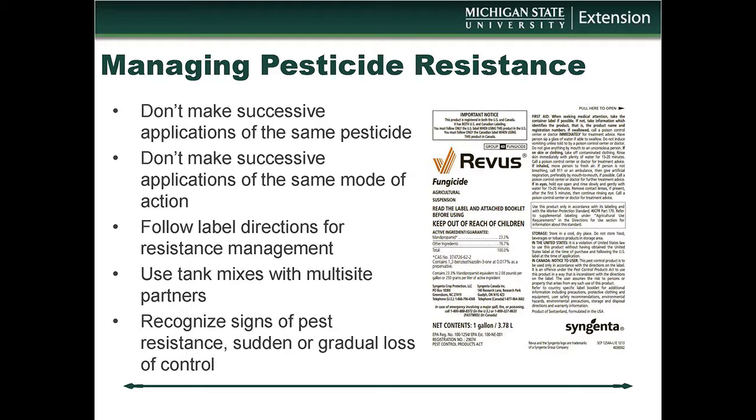Follow label directions for resistance management. They often limit the number of applications you can make in a season for that reason. Use tank mixes with multi-site partners. So a lot of times we put copper in the tank. With our narrow spectrum fungicides, copper is a broad spectrum, to help clean that up. So if we had, for example, two insecticides in this tank, what's the chance that that guy's going to be resistant to both of them? Pretty low, right? So we're able to kind of suppress that pressure, that insecticide pressure on that.